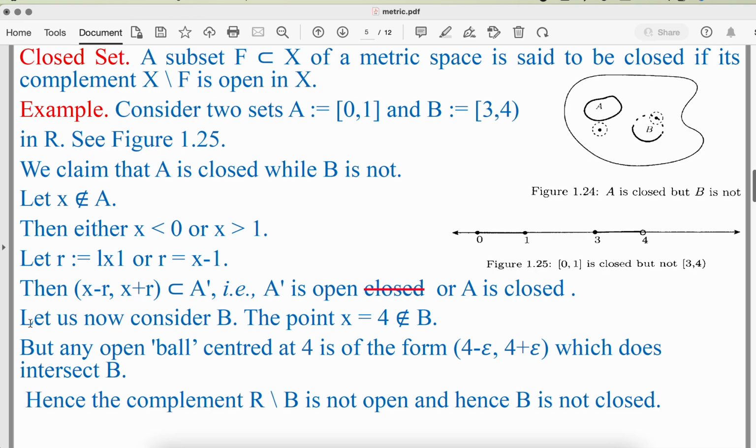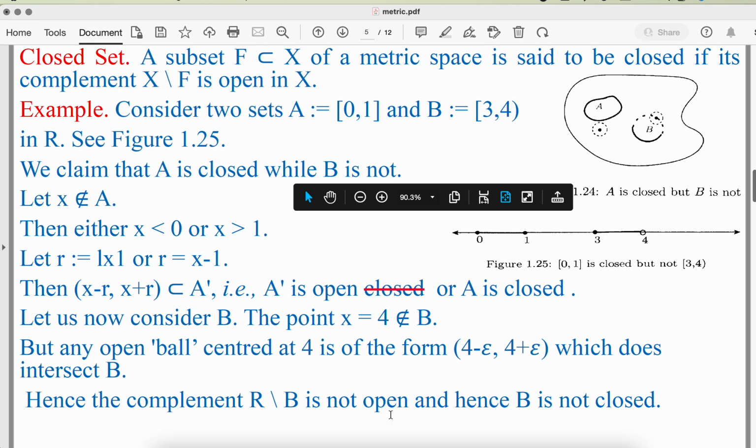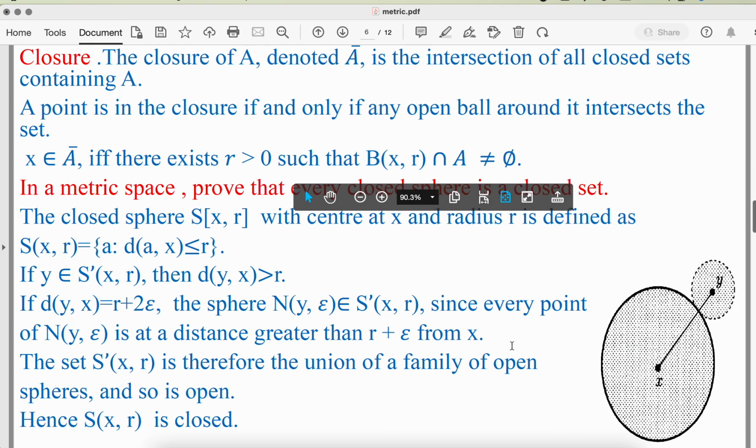Now let us consider a set B. The point x equal to 4 does not belong to B, but any open ball centered at 4 is of the form 4 minus epsilon to 4 plus epsilon, which does not intersect B. Hence the complement R minus B is not open, hence B is not closed.